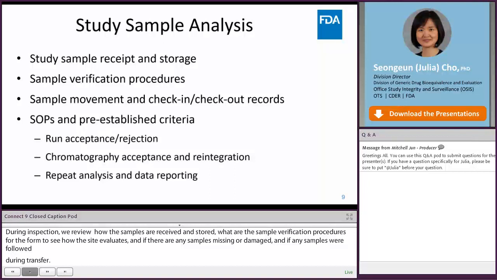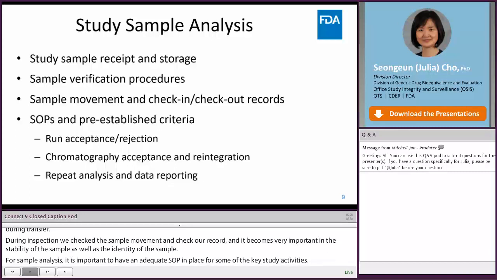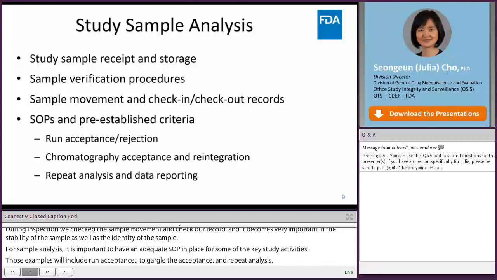For sample analysis, it is important to have an adequate SOP in place for some of the key study activities. Those examples include run acceptance, chromatographic acceptance, and repeat analysis. These SOPs should be clear and have clear pre-established criteria to be objectively applied when it comes to accepting or rejecting runs, chromatograms, or any data points.